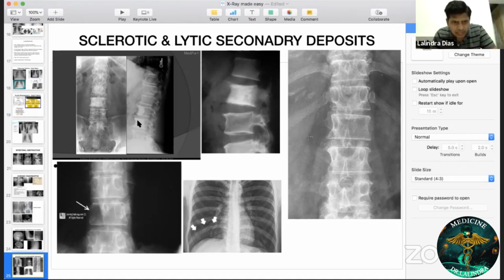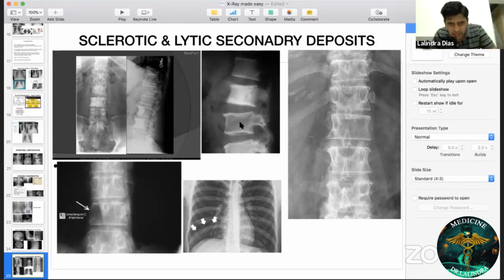Now, look at this X-ray. Now, in this vertebral spine, can you see this lumbar vertebra? They are quite white colored. These two lumbar vertebrae compared to the other vertebrae, they have increased whiteness. Here, this lumbar vertebra also, there's increased whiteness.